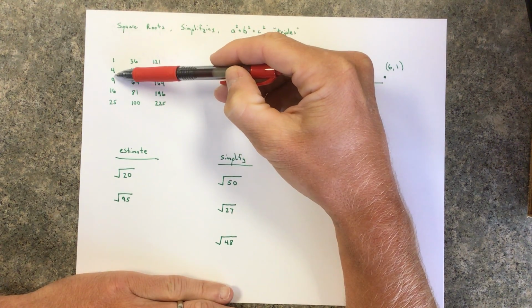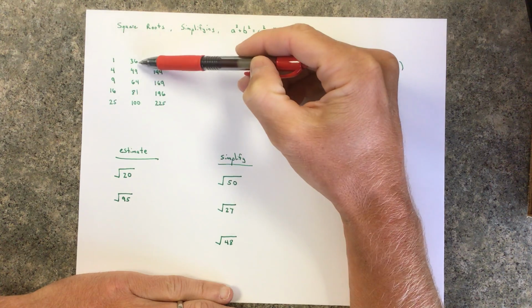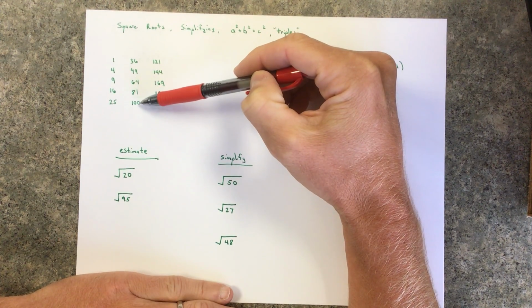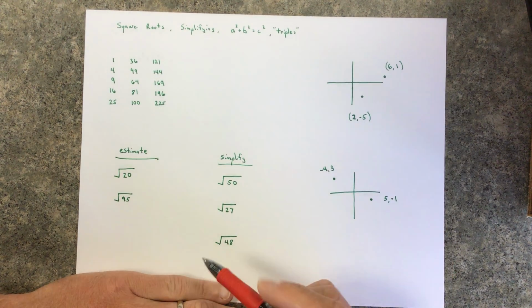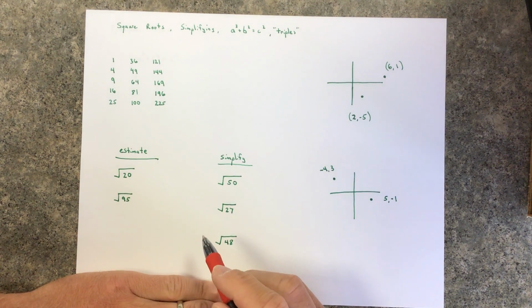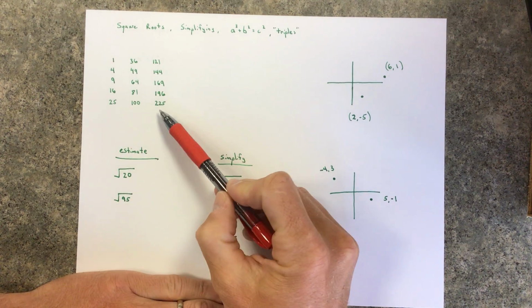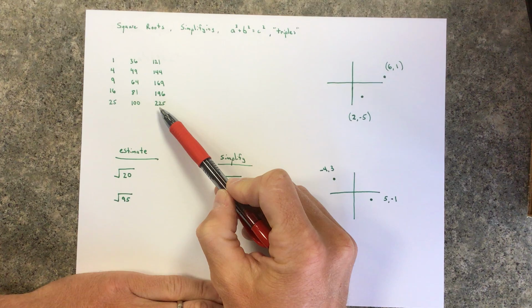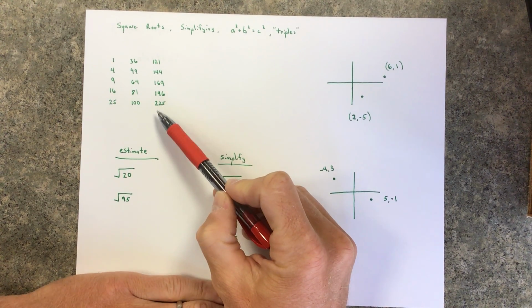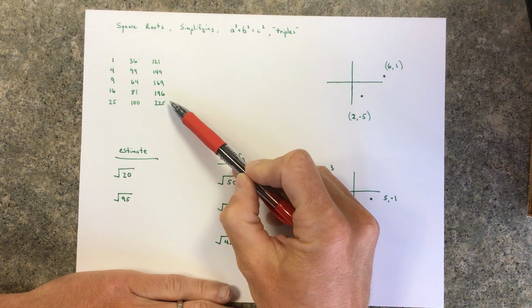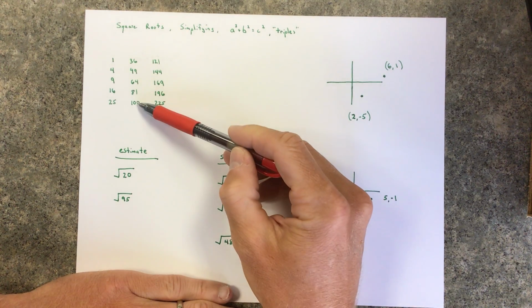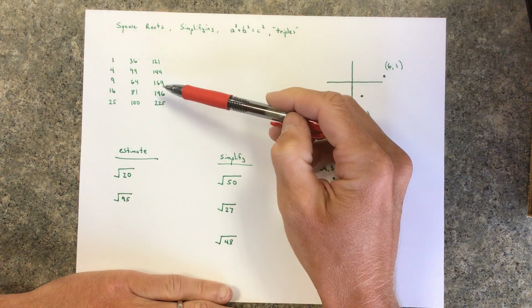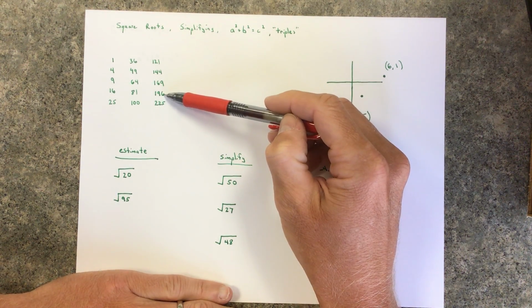1 squared, 2 squared, 3 squared, 4 squared, 5 squared, 6 squared, 7 squared, 8 squared, 9 squared, 10 squared, and you can generate this list really easily. You're just squaring the integers. My point is, these are the first 15 perfect squares, meaning the square root of these numbers is an integer. The square root of 100 is 10. The square root of 196 is 14.